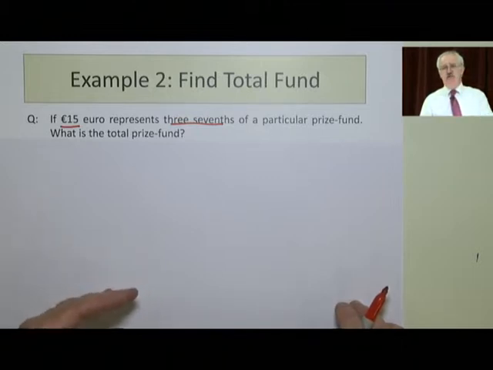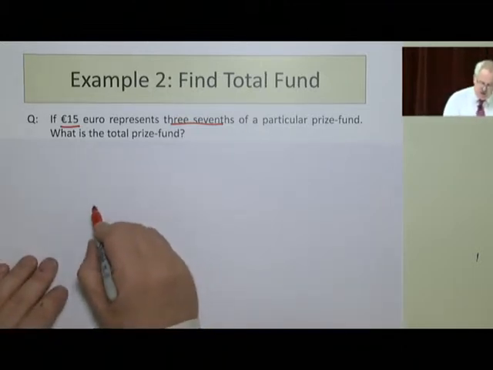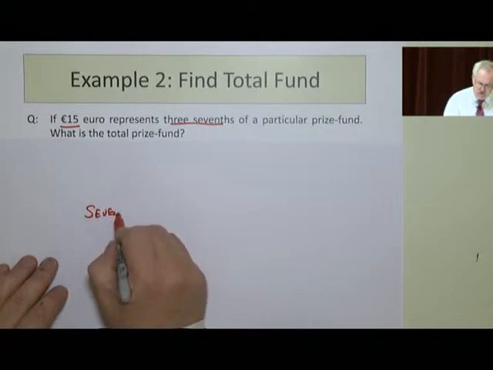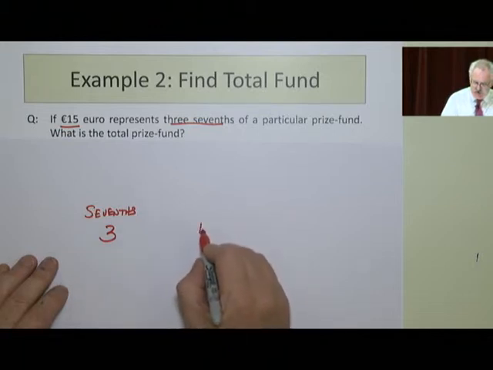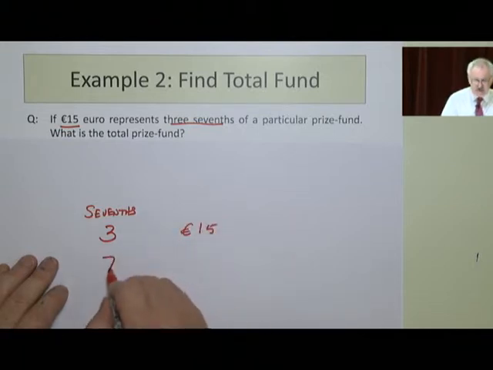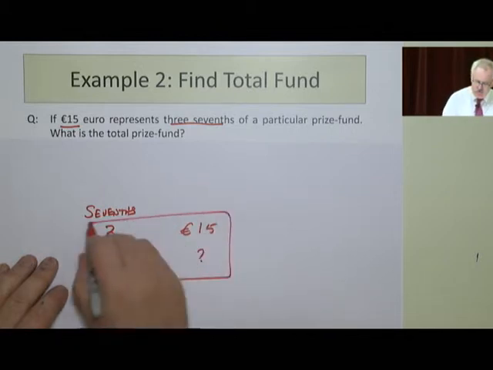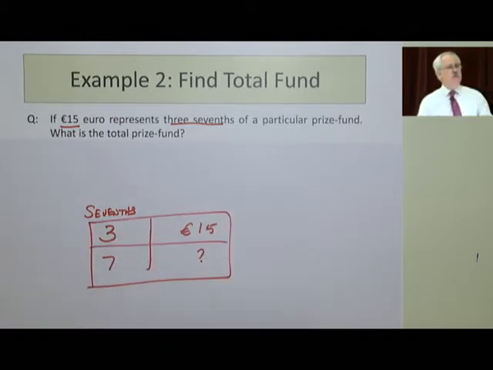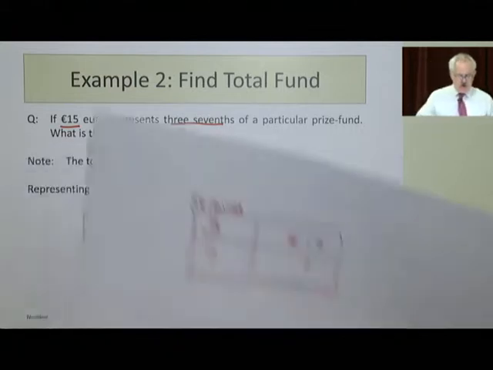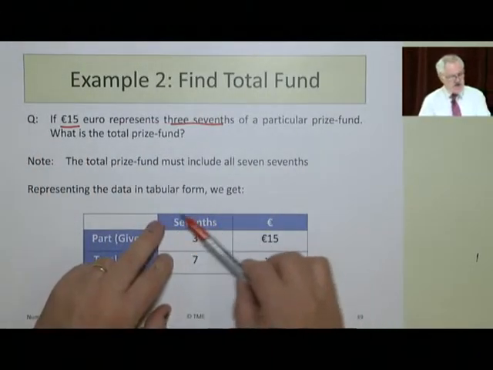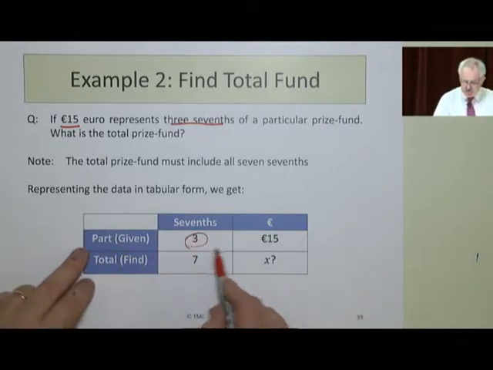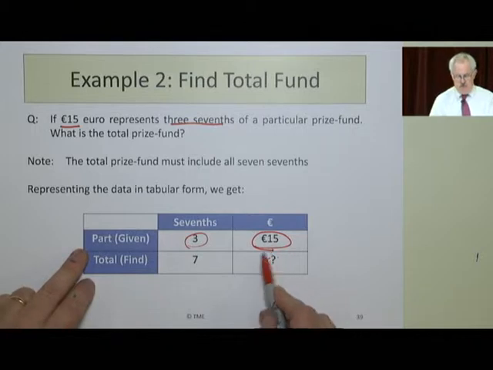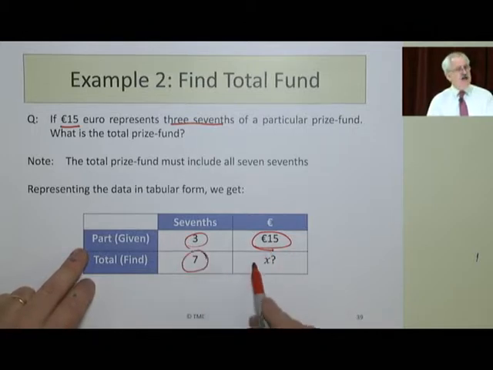But 3/7 is 15. So if you were to write a column that sort of said sevenths, and you said 3 of those gave you €15, what would 7 give you? What you can do here is you can say, if I draw it as sevenths, 3 of them was given. 3 sevenths equals 15 euro. 7 sevenths would be, I don't know. You just call it X.